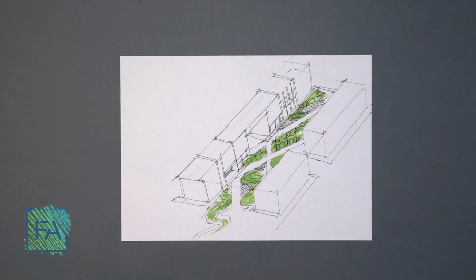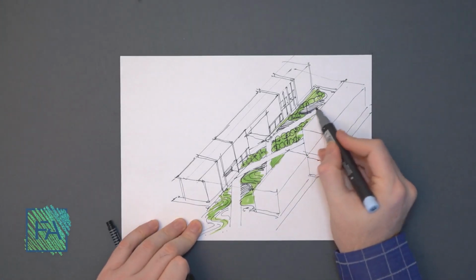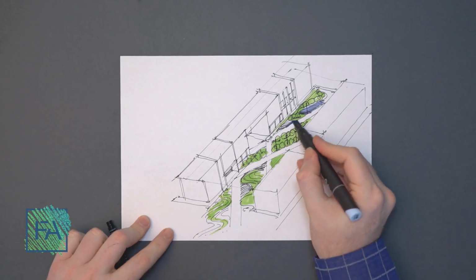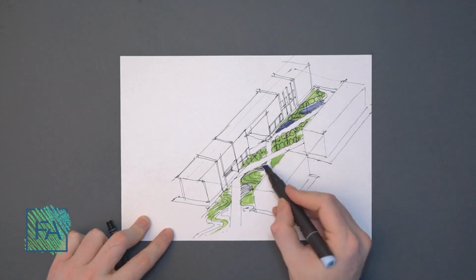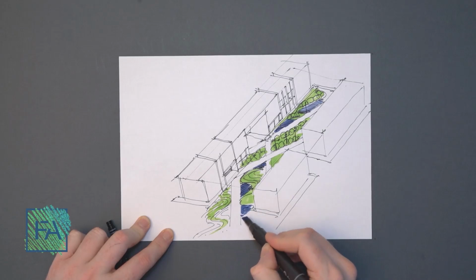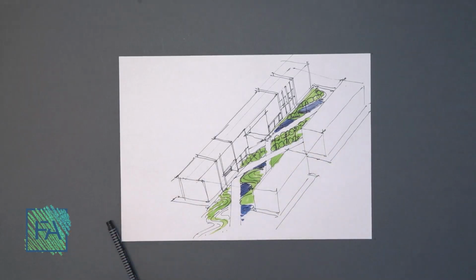Maybe here we can add some lighting. Maybe a little touch of color for the water that we have. So here we just created a basic idea. So with two simple movements, we were able to do that.